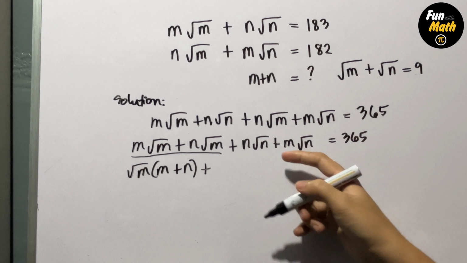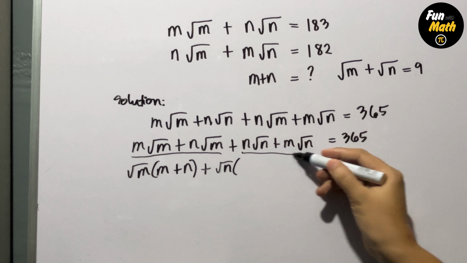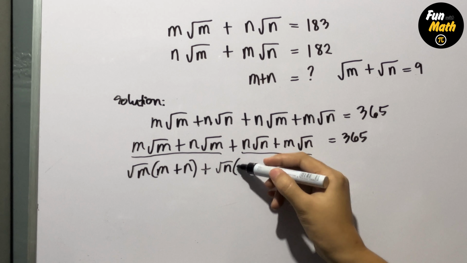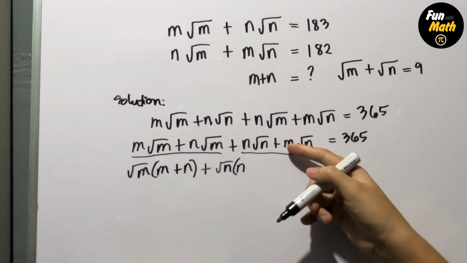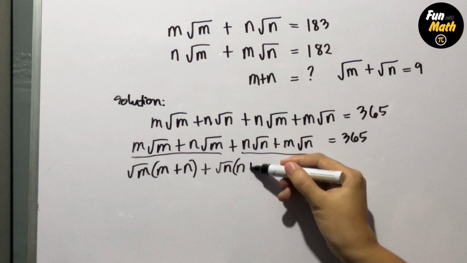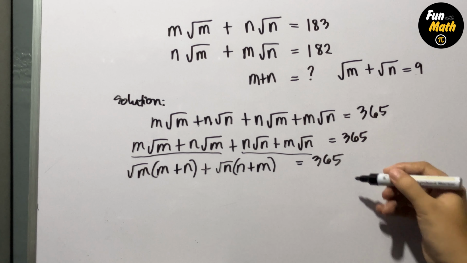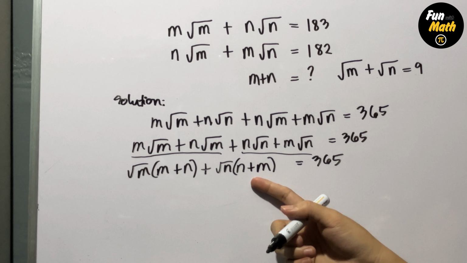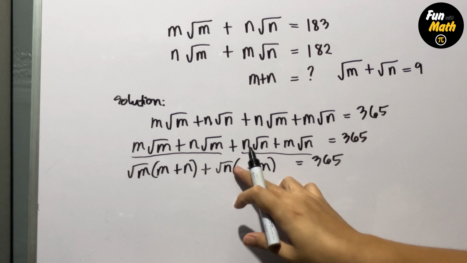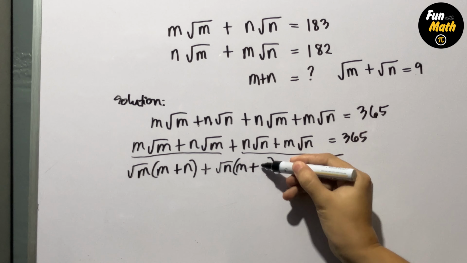Then for n square root of n plus m square root of n, the common is square root of n. So square root of n times n square root of n divided by the common, this is cancelled and we're left with n. Here, m square root of m divided by our common, this is cancelled. We're left with m. So plus m equals 365. So for this, n plus m, we can interchange since both are positive, so we can write it as m plus n.